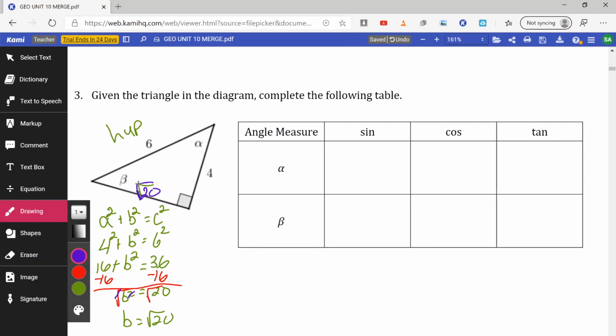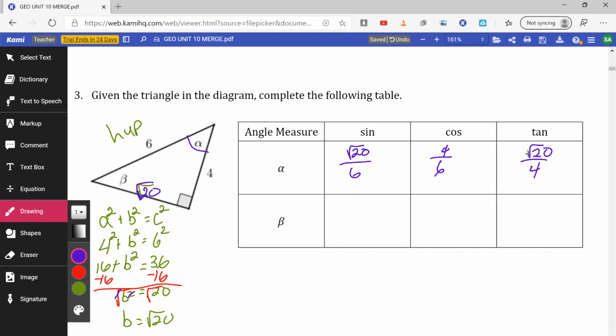So we can use these measurements to fill in sine, cosine, and tangent. So sine of alpha, opposite over hypotenuse, root 20 over 6. Cosine of alpha, adjacent, 4 over hypotenuse, 6. Tangent would be opposite over adjacent, root 20 over 4.